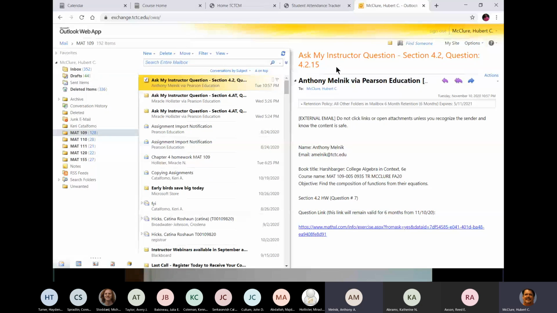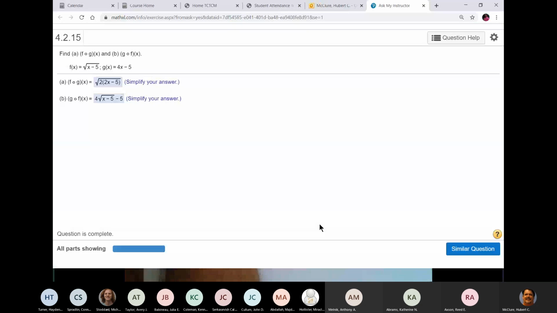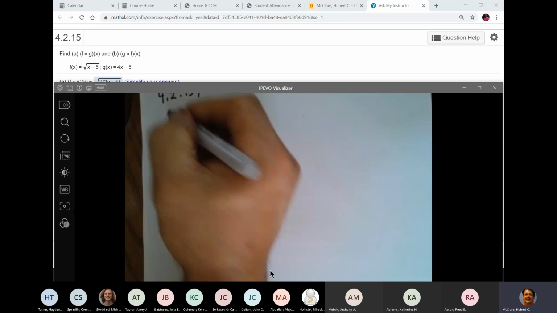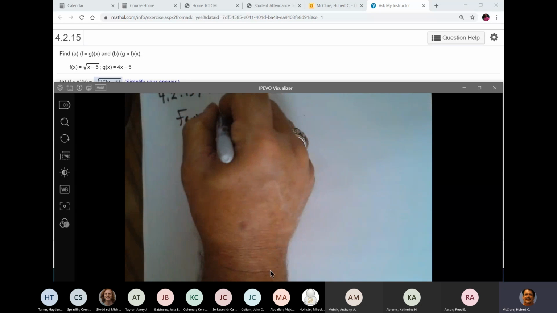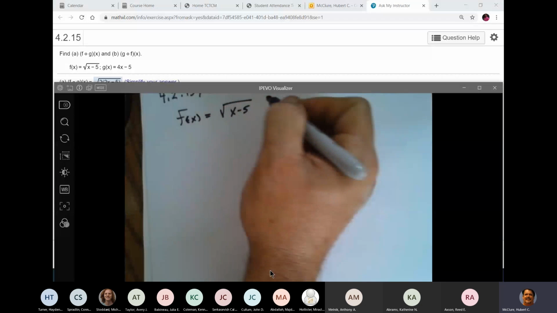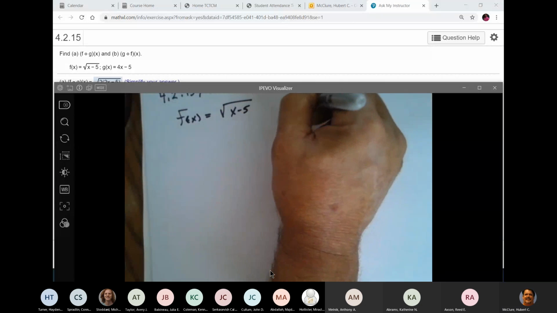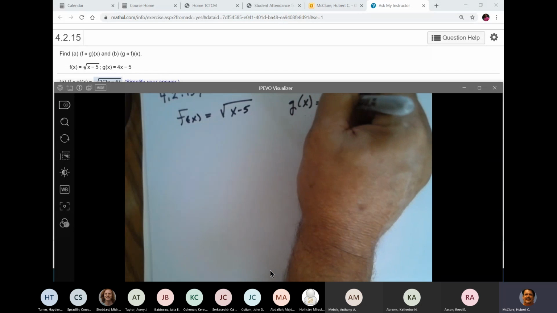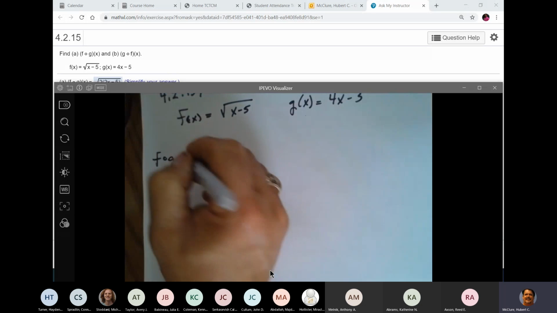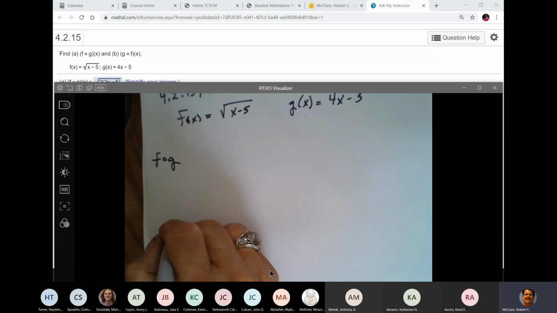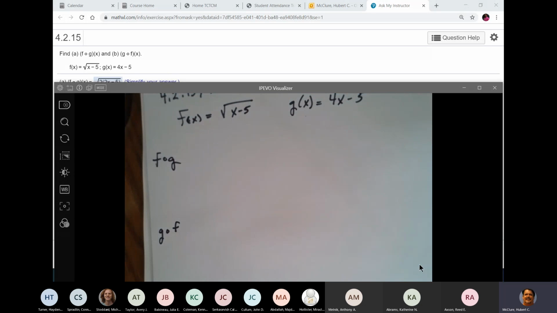4.2, 15/7. F of x is equal to the square root of x minus 5. G of x is equal to 4x minus 5. They want f composed of g and g composed of f. Hold on just a second.